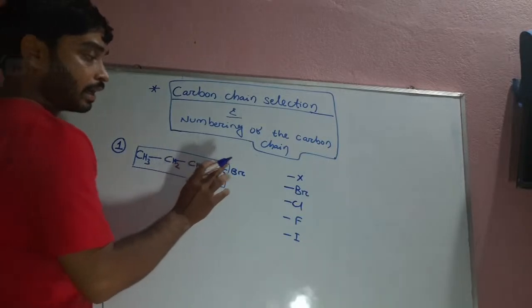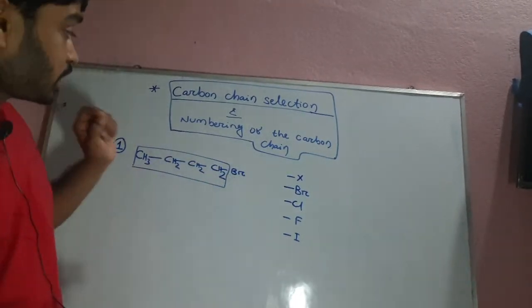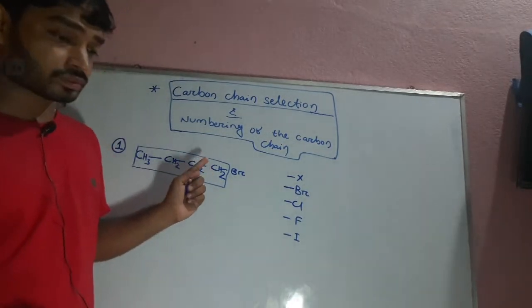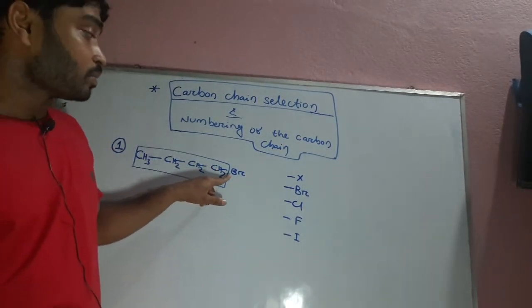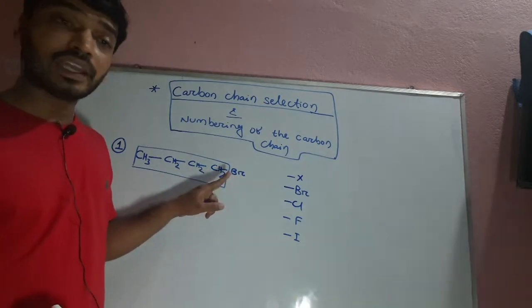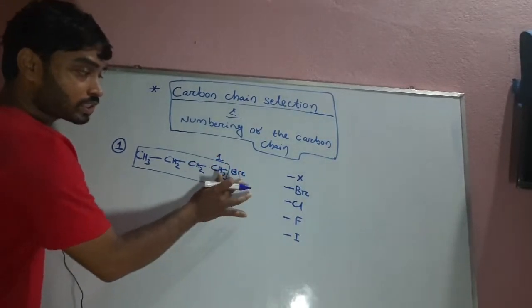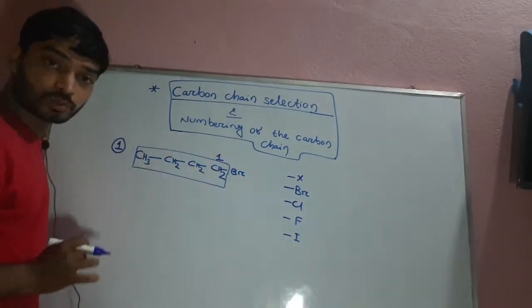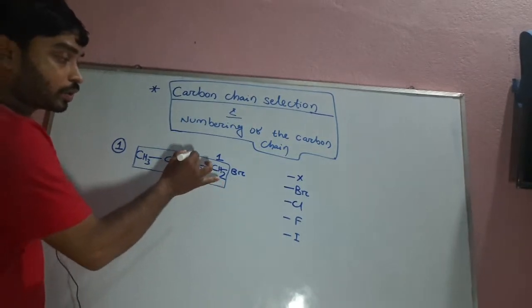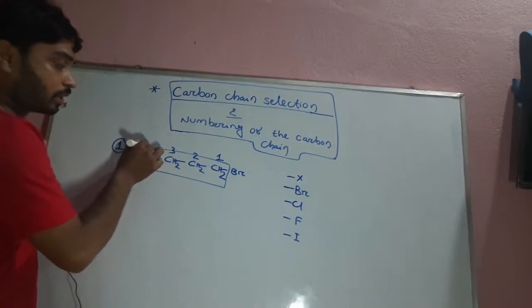Similarly, as I have just told, if the functional group is monovalent and does not carry any carbon atom, then it gets the number one position, so numbering will be like that.